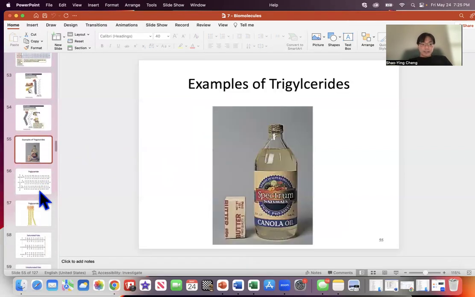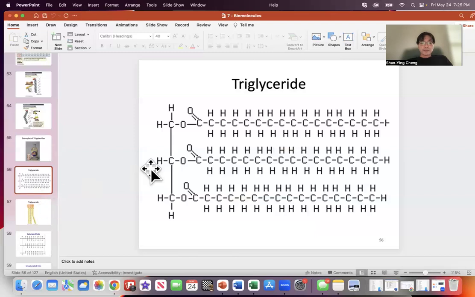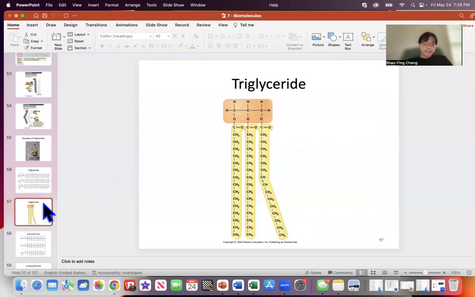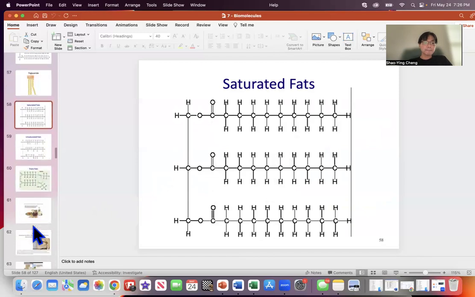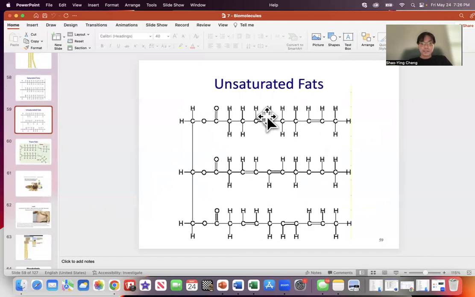So these are triglycerides, with three fatty acid tails. And you know this is unsaturated because you see a double bond, and the structure becomes kinked. They don't stay together well. So at room temperature, usually unsaturated fat is liquid, and saturated fat is usually solid because they stay together pretty well. So saturated, unsaturated. This is unsaturated.